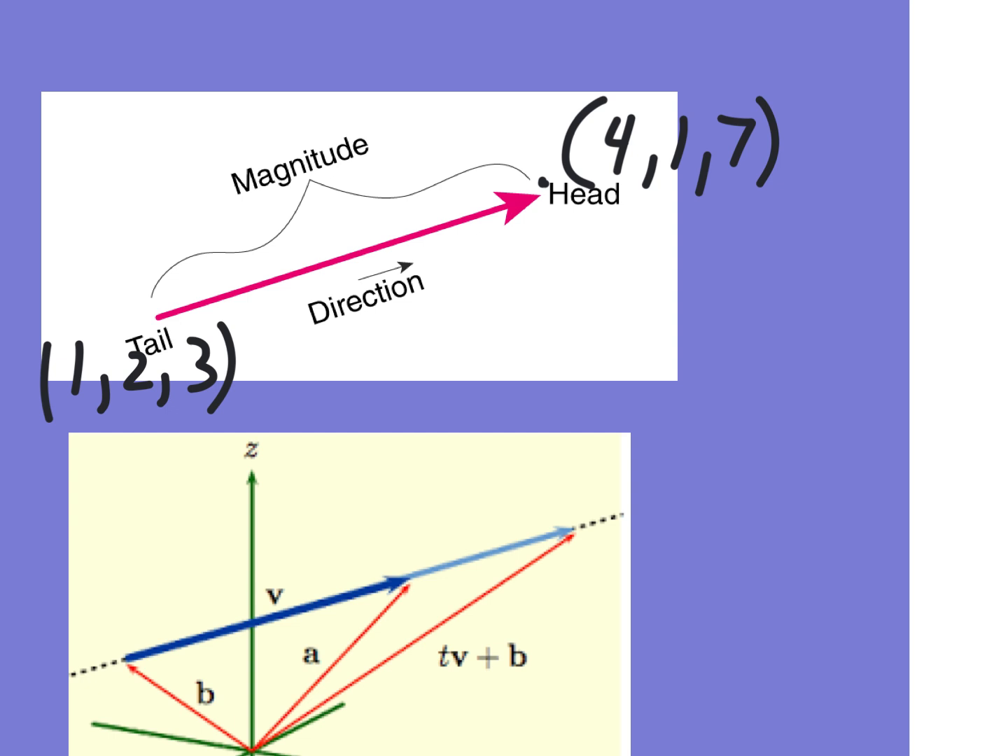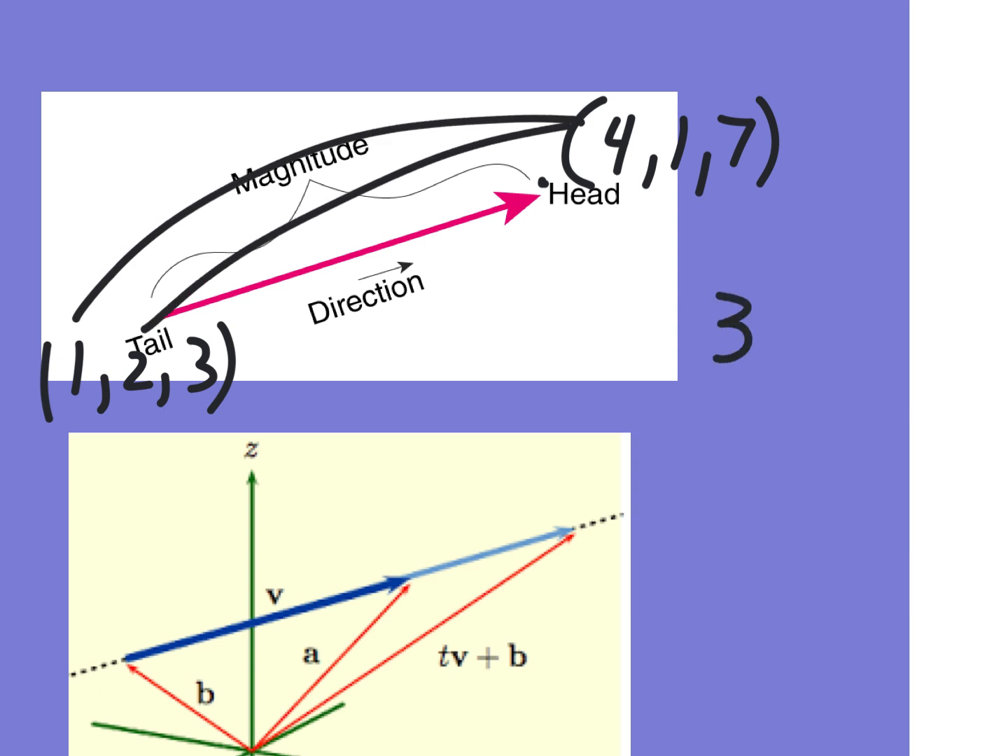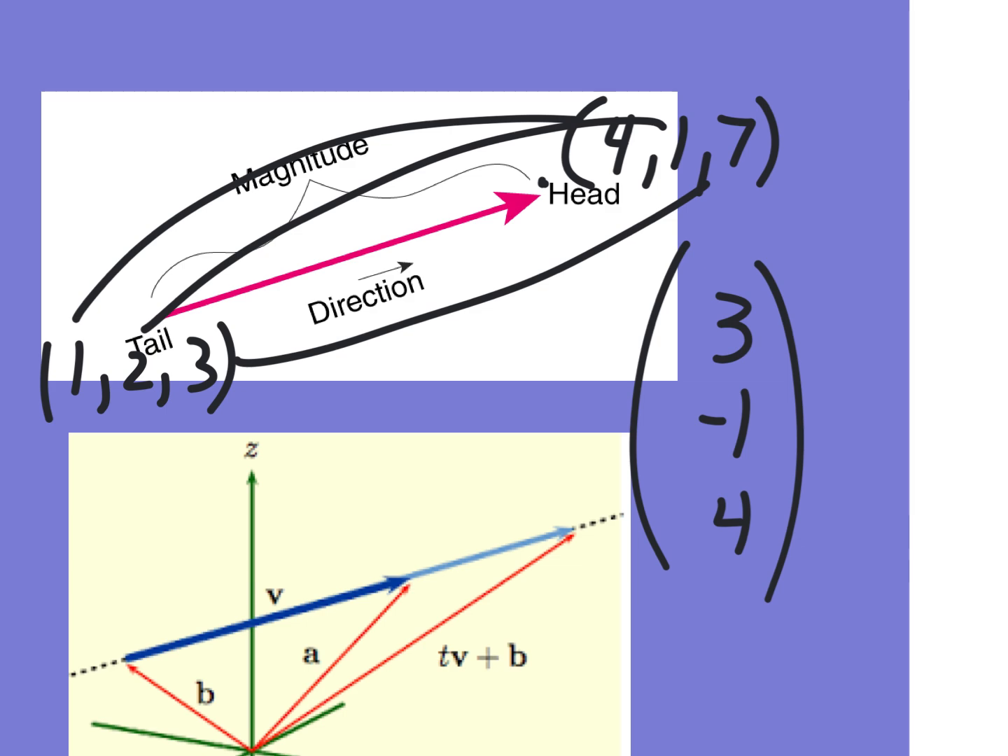So the kids figured out that the vector was, when I went from 1 to 4, it went 3. When I went from 2 to 1, it was -1. It went from 3 to 7, it went up 4. So that was the vector. Now write an equation for it.